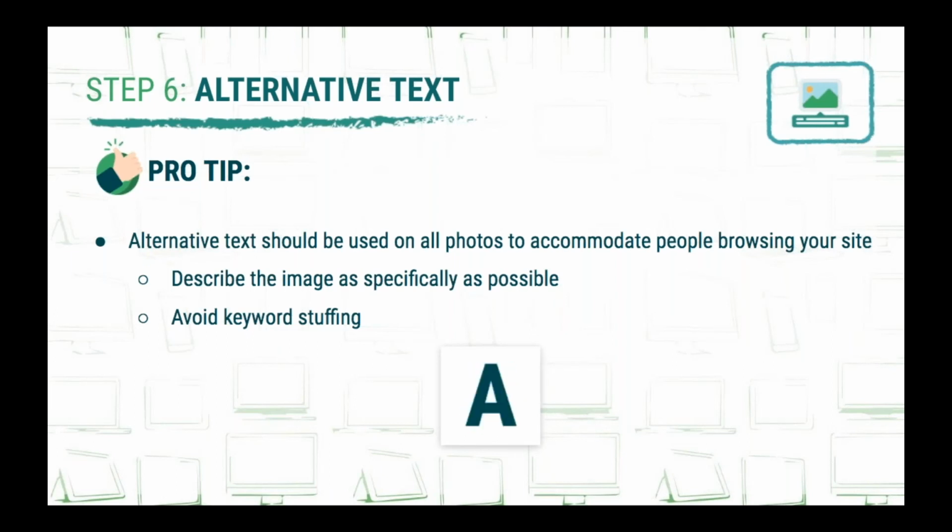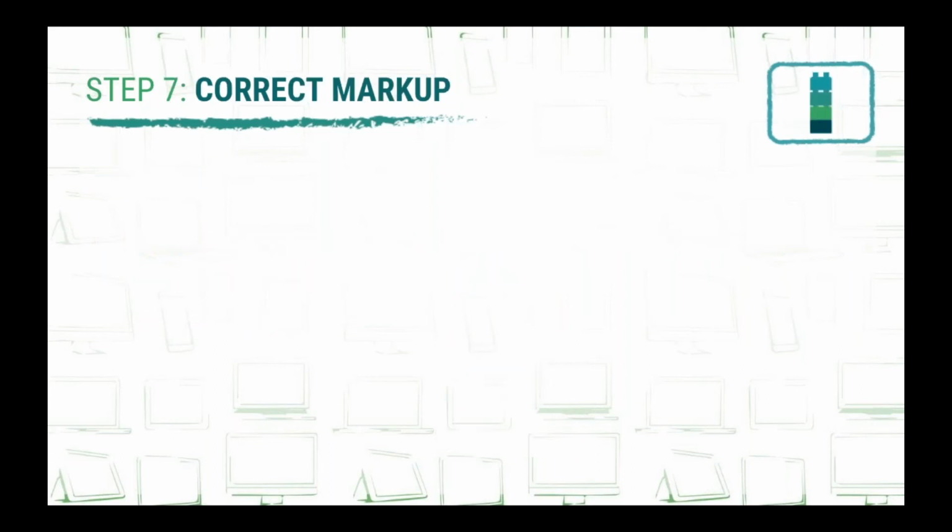Excellent. We're making good progress. Let's now talk about step 7. Correct markup. Also known as semantic structure, this refers to the correct order of the code you use on your website and how each element is labeled.